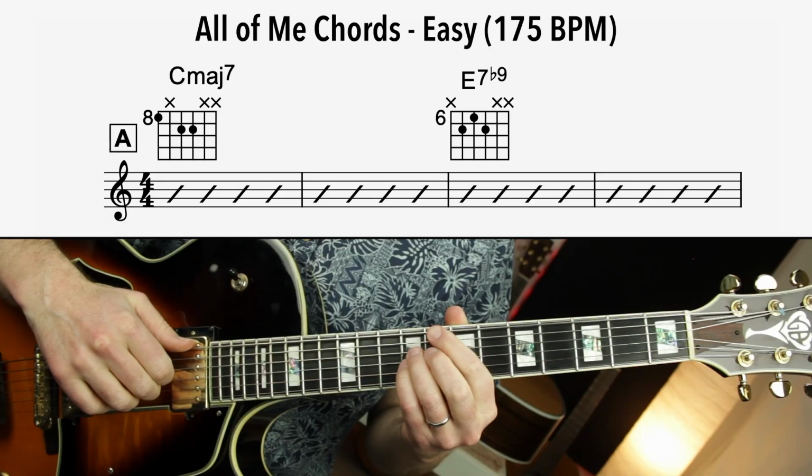First, I'll play you the chords using the simplest chord shapes possible. These are often called shell voicings, and they are widely used in jazz. There's a link to a video all about shell voicings if you want to learn more. That's in the description. Here's the demonstration of those chords at 175 beats per minute.